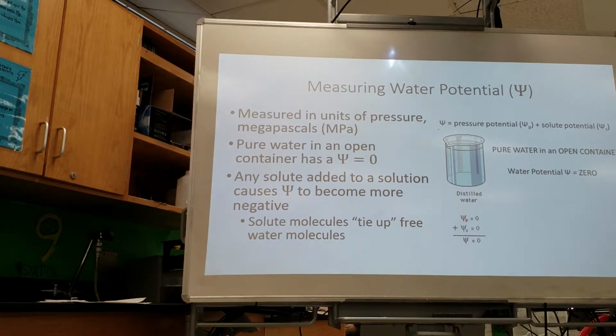We're not going to go into any of the math or anything, just because there really isn't time. If you're in an open container, your solution has a pressure potential of 0, and if it was pure water with no solute in it, it would still have a potential of 0. As you add solute, you make the water potential more negative.